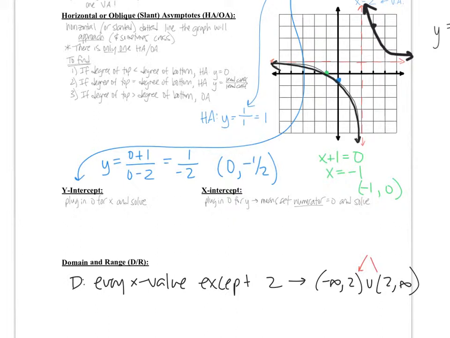I'm going to actually make a little note about that. The graph does not touch 2, so use parentheses. Okay, not brackets.